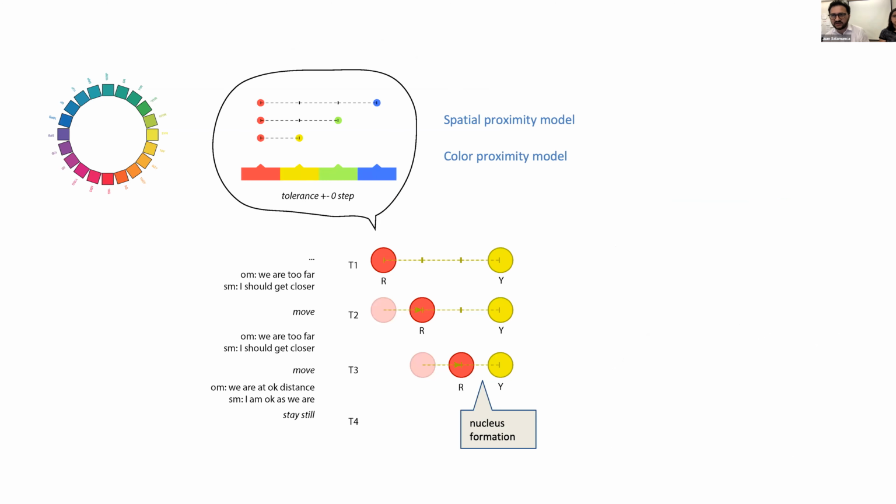So each agent has two mental models. One of them is the color proximity, and the other one is the spatial proximity. And you can convert units from one to the other. But spatial proximity is essentially a range between what agents decided is too close or too far.